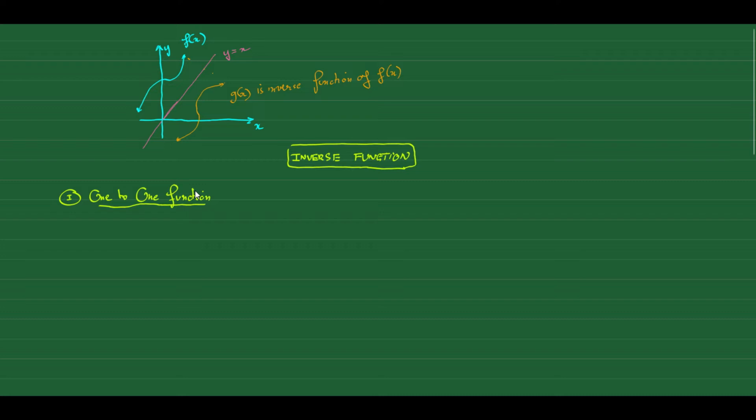for a function f to be one-to-one, if a and b are elements of the domain of f, and a is different from b, then f of a is different from f of b. So this is the mathematical definition of a one-to-one function.